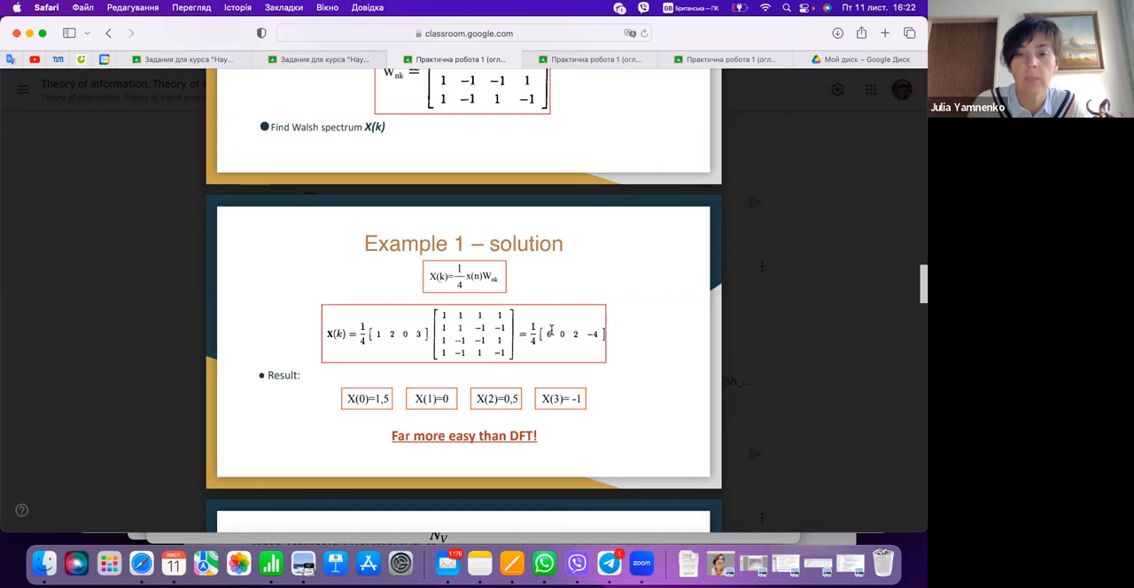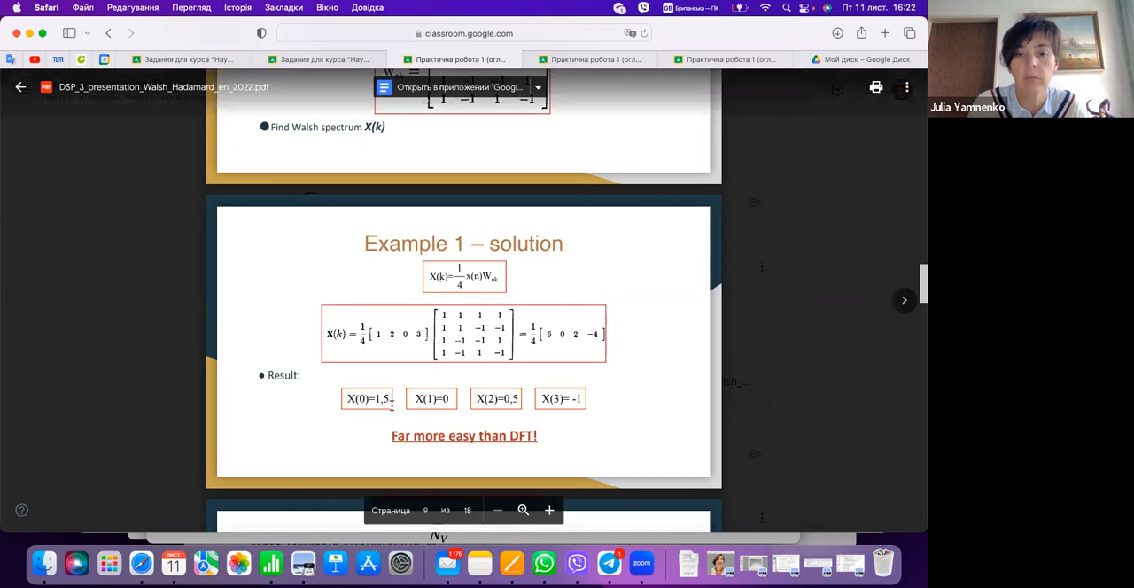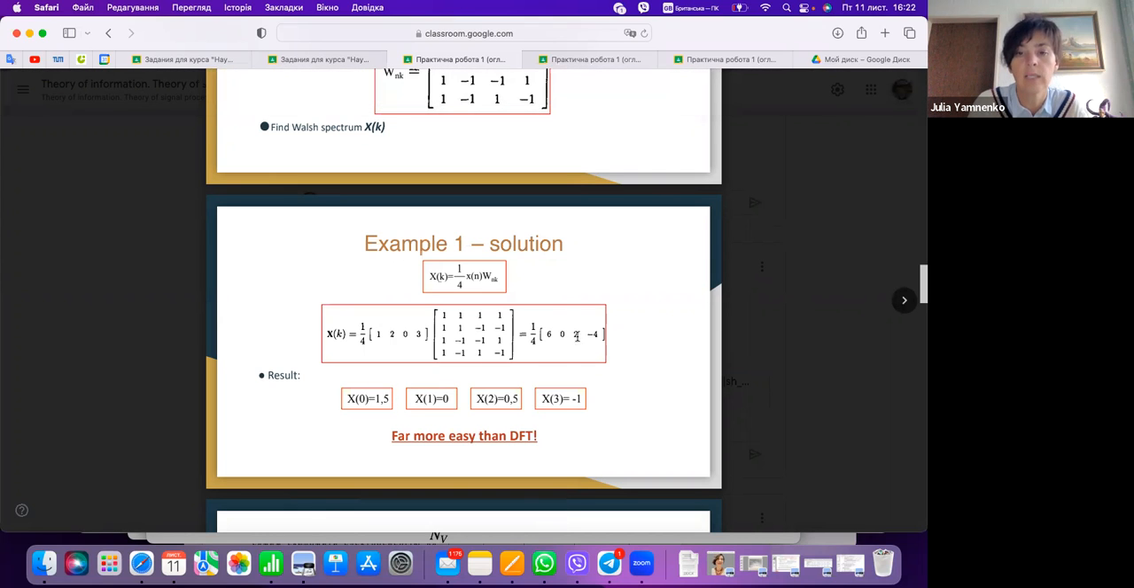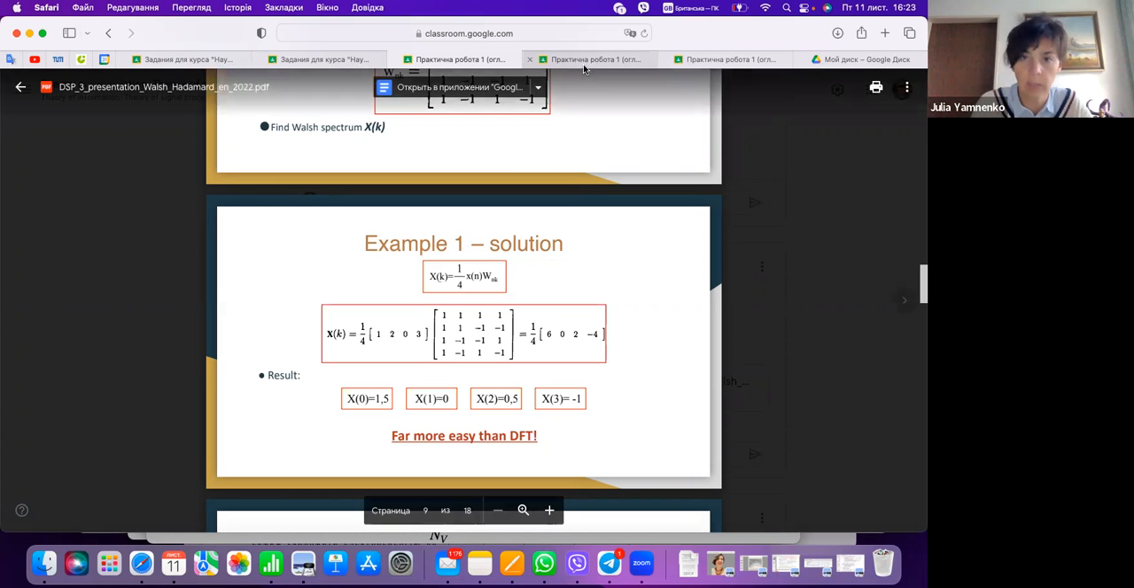Then we can multiply it step by step by the first component 6, and we will obtain 1.5, then 0, then 2/4, it is 0.5, and then -1. In your case, it will be not 4, but 8 values of the spectrum. And that's all. You obtain the spectrum.